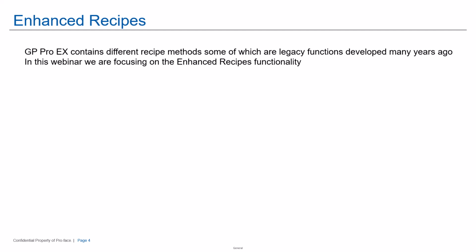Okay, so when we discuss enhanced recipes, one thing we should understand is that GP Pro EX itself has different methods to handle recipes. There's at least 3 different methods that come to mind, and those are like I show here in this slide. Some of those are legacy functions that are still supported. In this discussion, we're focusing on enhanced recipes, which was the latest addition to GP Pro recipes functionality.